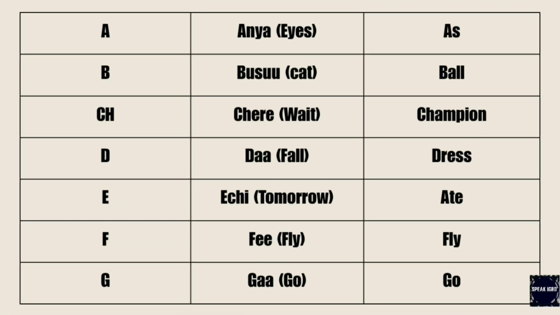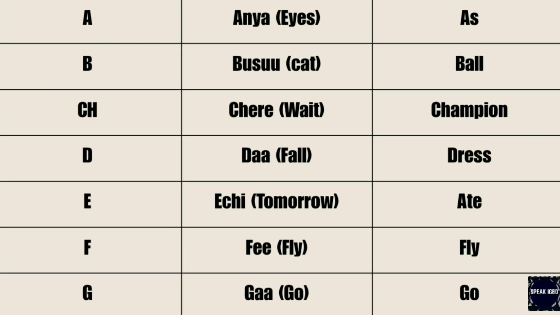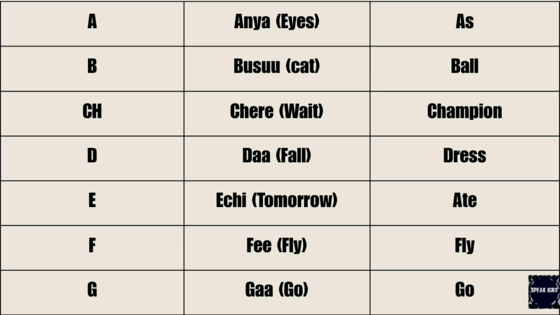Now we're going to be using the alphabet to make words that have sounds in them and similar English words that have similar Igbo sounds for better understanding. The first one on the list is A. Anya, that is eyes, and a similar English word is ass. B. Busu, that is cat, and a similar English word is ball.